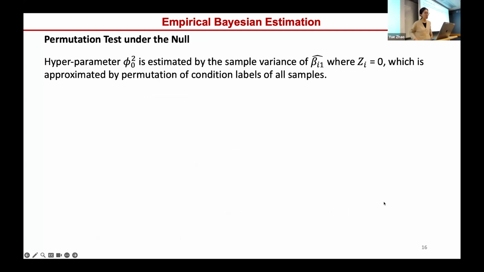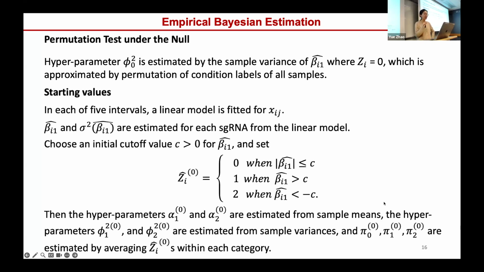So then we use the empirical Bayes estimation method to estimate the hyperparameters. First, no change for the no effect for the null distribution. The variance for the null distribution is estimated by the sample variance, and then the starting values of the model hyperparameters are also estimated by the sample means or the sample variance.